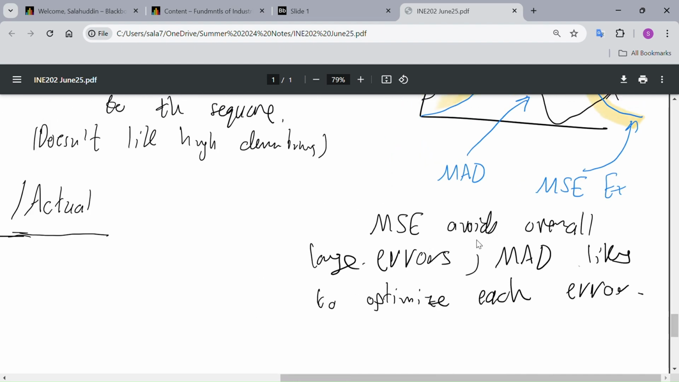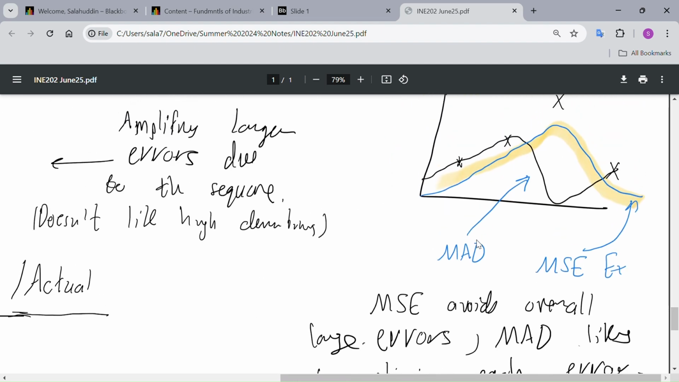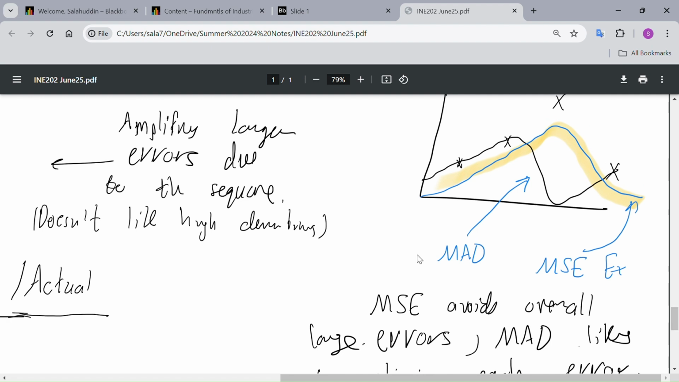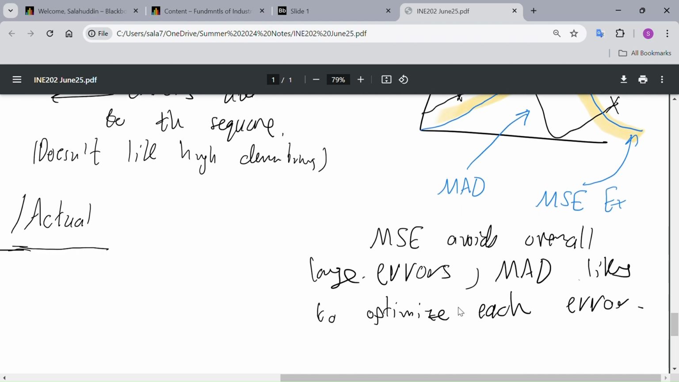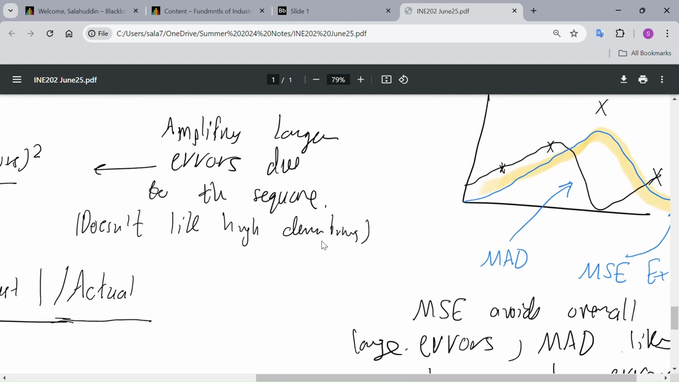As I said, MSE avoids overall large errors. Sorry, did I say it prefers? No, it avoids. MSE avoids overall large errors. MAD likes to optimize each error.